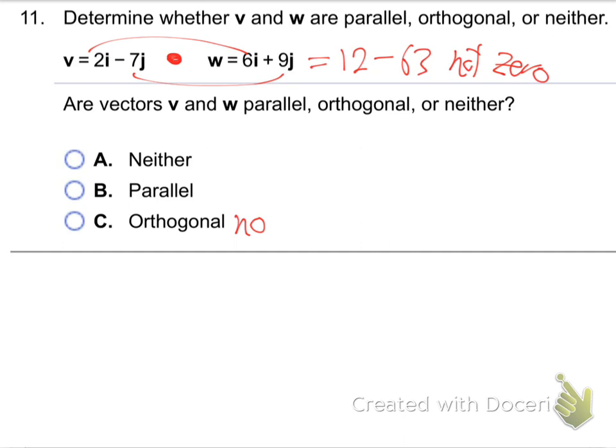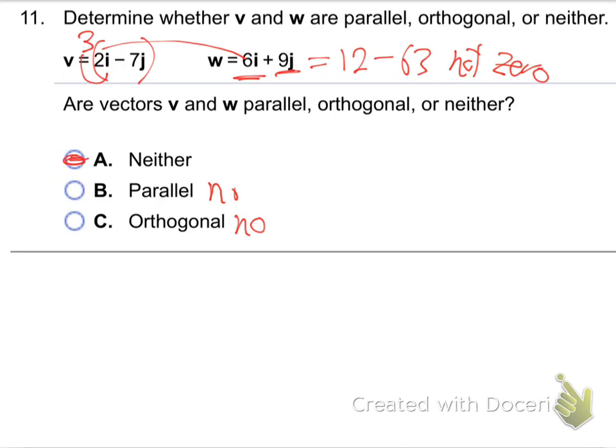Are they parallel? No. Can you take this guy and multiply by a number and get that guy? Well, how can you know for sure? Maybe there's a number we didn't think of. Well, the only way you're going to make the I work is multiplying by 3, huh? If you multiplied that guy by 3, 3 times 2i, that'd make the I part work, but that wouldn't make the J part work. 3 times 7 would be 21, not 9. So clearly there's no way. The only number that would make the I part work will not make the J part work. So there's no number that makes them both work. So no, they're not parallel. They are neither.